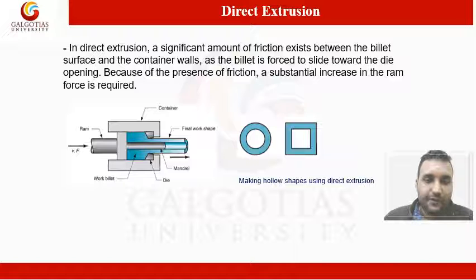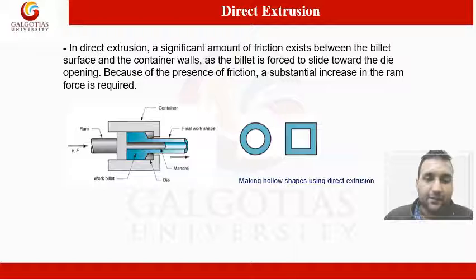In this case, the ram moves in the same direction in which the final workpiece moves. Here you can see this is moving in this direction, and this is the mandrel. The opening here is the final product, which is moving in the same direction. So this is called direct extrusion. Hollow shapes of cylindrical parts or square parts with hollow shapes are produced with the help of direct extrusion. The mandrel is used to make the product hollow. This is the die, this is the workpiece, this is the container.